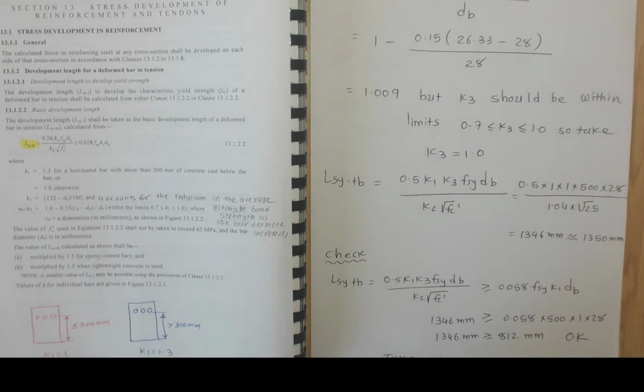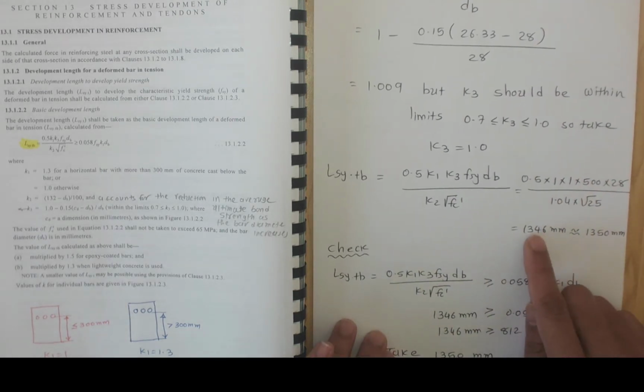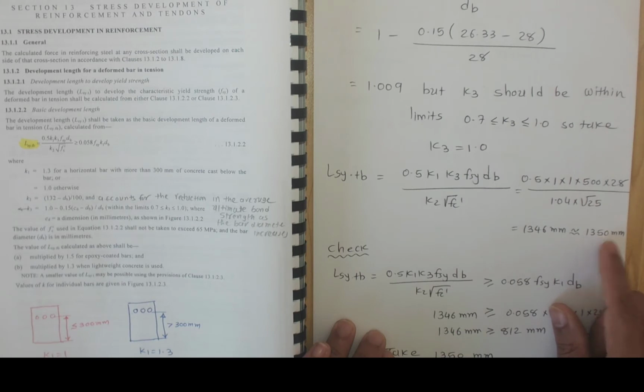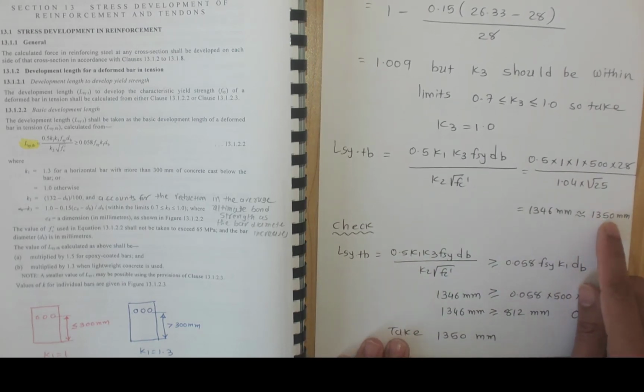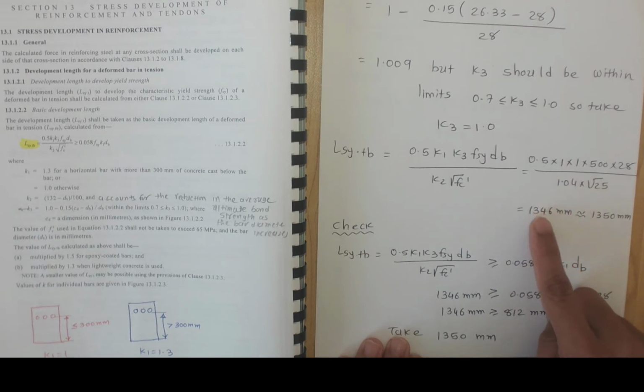Now when you put it on the drawing, we can't just give 1346. We generally put a rounded number, 1350, because the builder is not going to go and measure 1346. We generally provide the rounded number, so you can provide 1350, but for calculations we can just use 1346 millimeters.